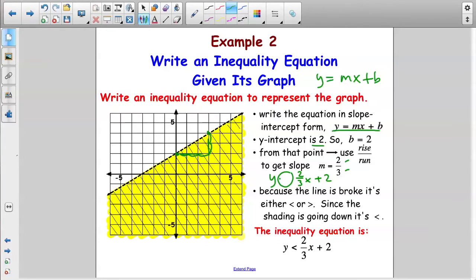Now, how do I find out my inequality sign? Well, I know it's got to be between this one and that one, because it's a broken line. So, is the shading going down or going up? Well, it's going down, so it's less than. So that one. There. Oh, less than, sorry. So I pick that's greater than. I don't pick that one, I pick the less than sign. So y is less than, and there is our answer. Okay.